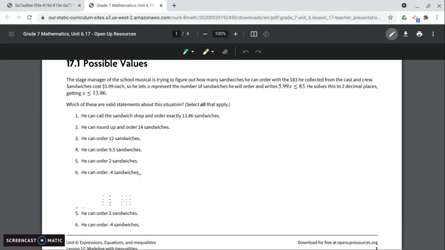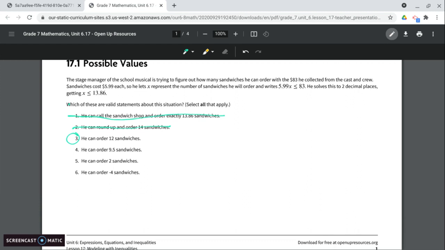He can call the sandwich shop and order exactly 13.86 sandwiches. Is it possible to buy 0.86 of a sandwich? No. He can round up and order 14 sandwiches. Can he round up with the fact that he doesn't have more than $83? No, he can't round up. He can order 12 sandwiches. Yeah, that'll fit within the budget.